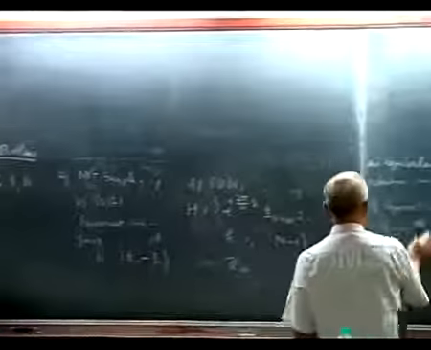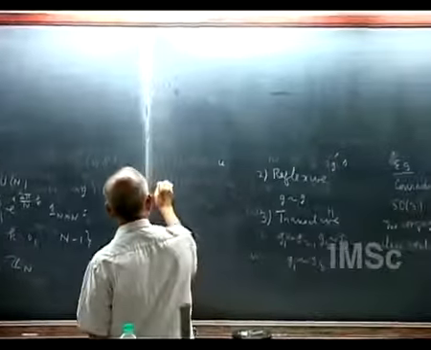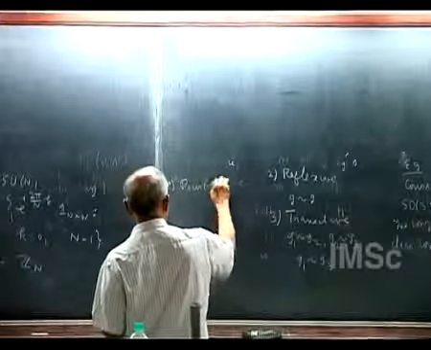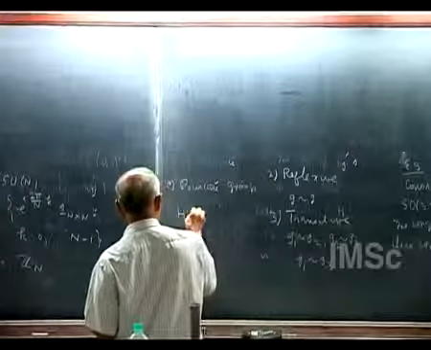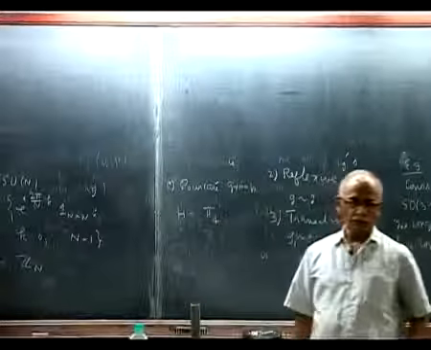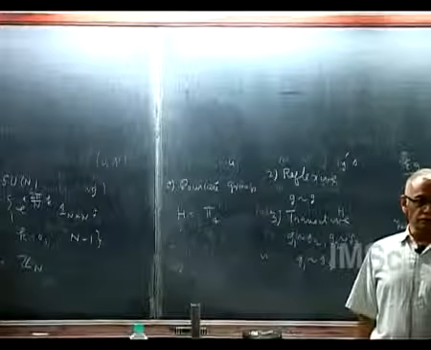Now, as a final example, let me look at the Poincare group. It is not simple because we have seen that H is the translation subgroup. So, the Poincare group is not simple.